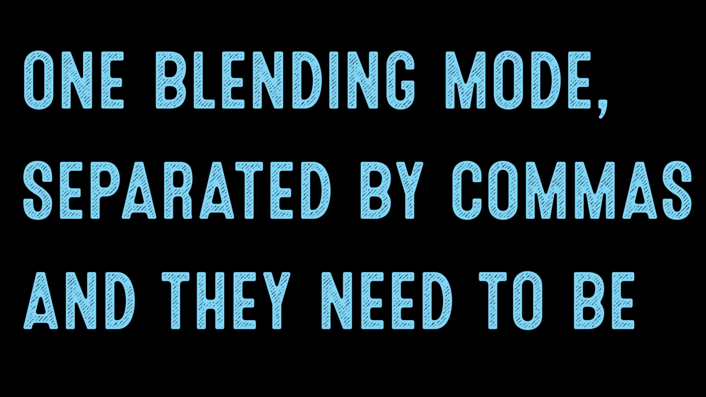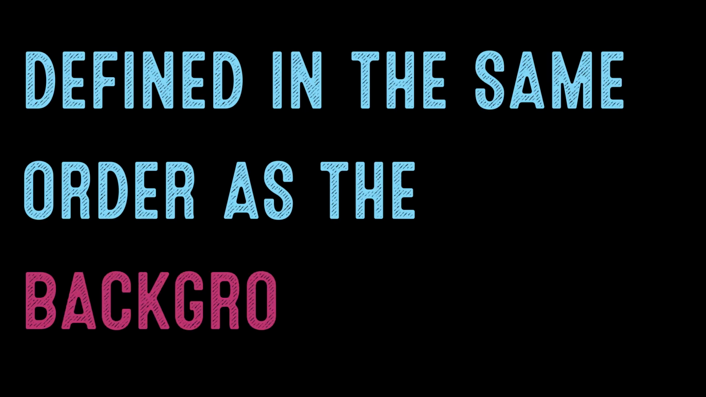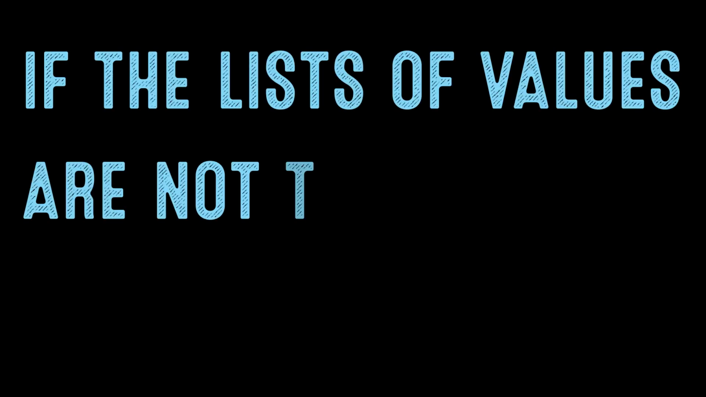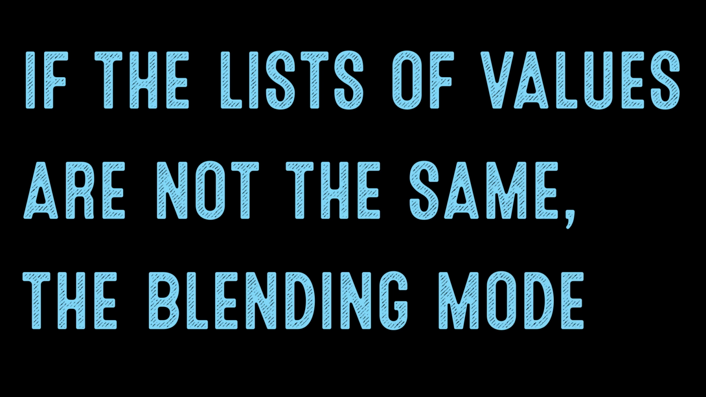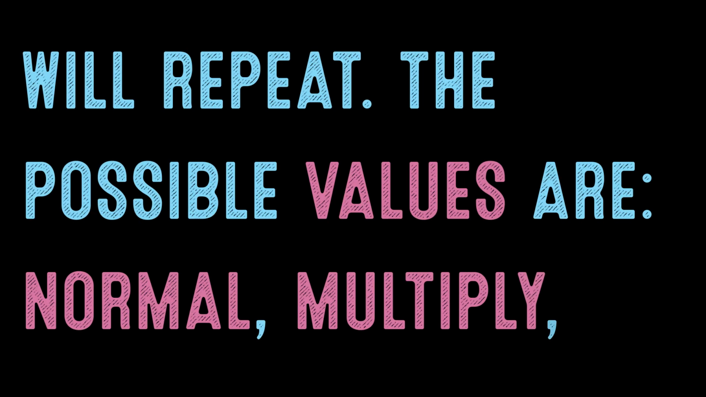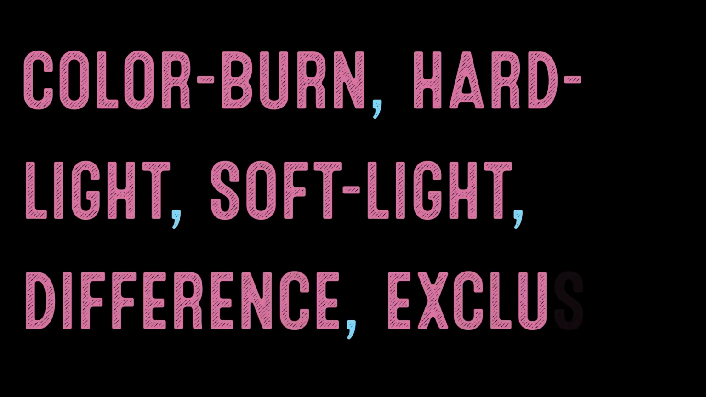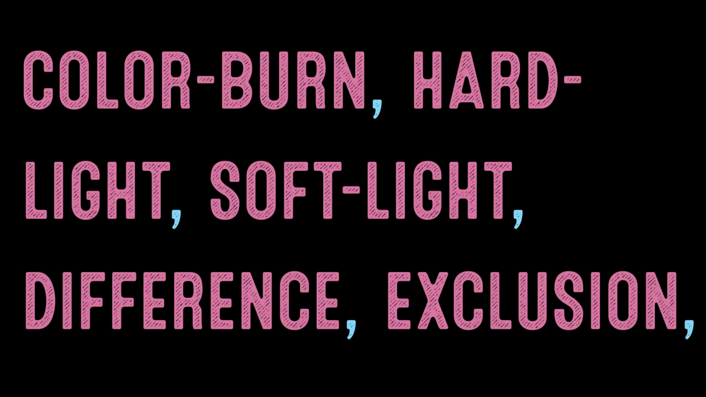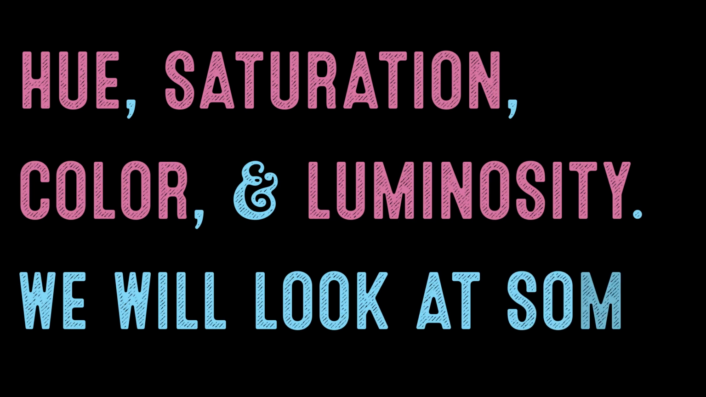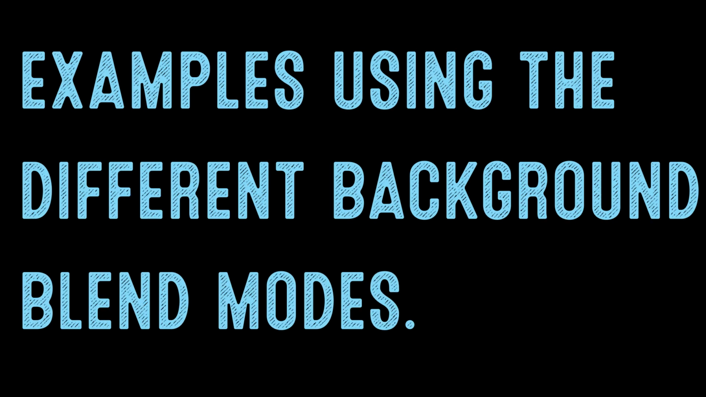You can set more than one blending mode, separated by commas, and they need to be defined in the same order as the background image. If the lists of values are not the same, the blending mode will repeat. The possible values are normal, multiply, screen, overlay, darken, lighten, color dodge, color burn, hard light, soft light, difference, exclusion, hue, saturation, color, and luminosity. We will look at some examples using the different background blend modes.